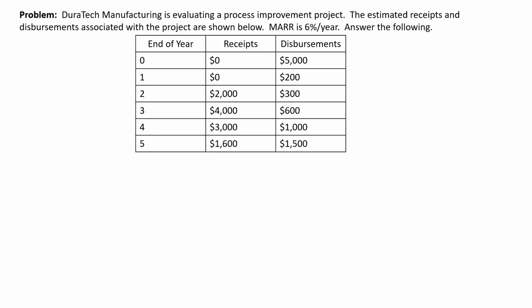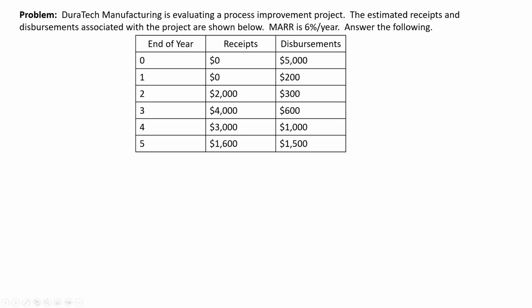Durotech Manufacturing is evaluating a process improvement project. The estimated receipts and disbursements, payments basically, associated with the project are shown below. Minimum attractive rate of return is 6% per year. Answer the following.